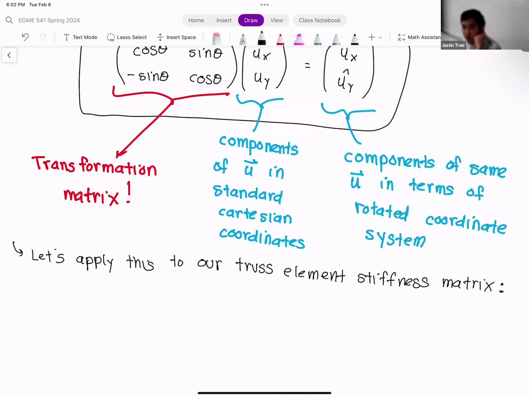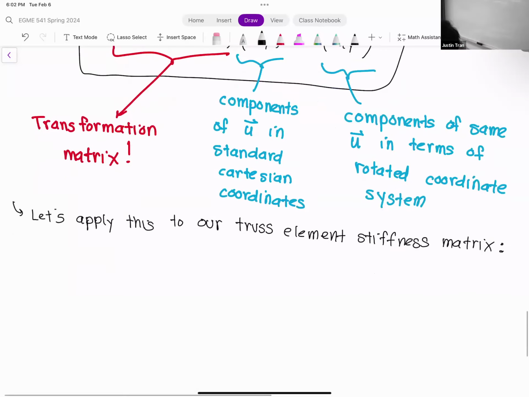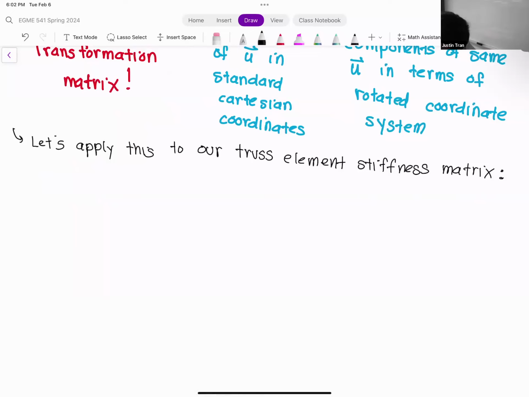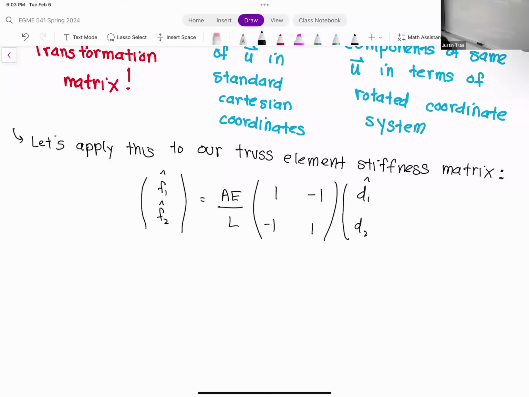Okay. So let's apply this to our truss element stiffness matrix. And let's keep in mind that for our element stiffness matrix, we haven't been using this notation just because we've been in 1D. But technically, when we form our element stiffness matrix for a truss, it's in a rotated system. And so I'm going to use the hat notation for it. And so typically our element stiffness matrix looks like this. F1, F2 hat is equal to AE over L times [1, -1; -1, 1] times D1 hat, D2 hat. So ultimately what we want is to transform those hat quantities into standard quantities.